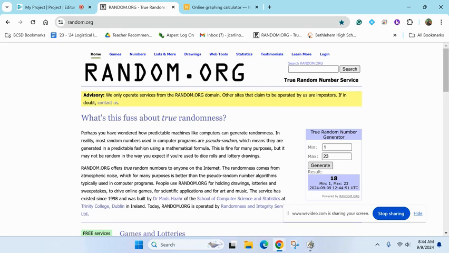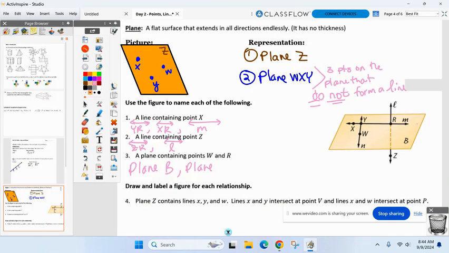WRY. WR works for me. WRY. Yep, that's not a line. All right. Don't give me XYR, right? Because that does form a line. Don't give me YW. The only thing I probably wouldn't accept is any combination of X, Y, and R, because that does form a line. All right, you guys have any questions?